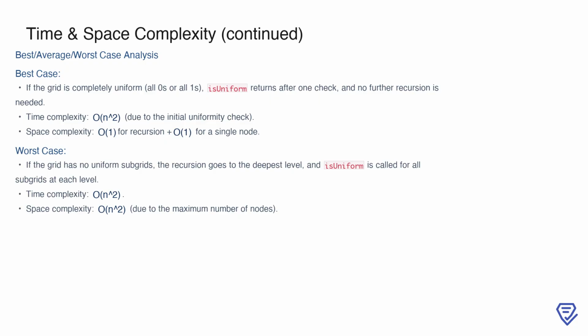In the worst case, where the grid has no uniform subgrids, the recursion reaches its maximum depth, and isUniform is invoked for all subgrids at each level. This results in both time complexity and space complexity being O(n squared), as the maximum number of nodes and total grid processing occur in this scenario.